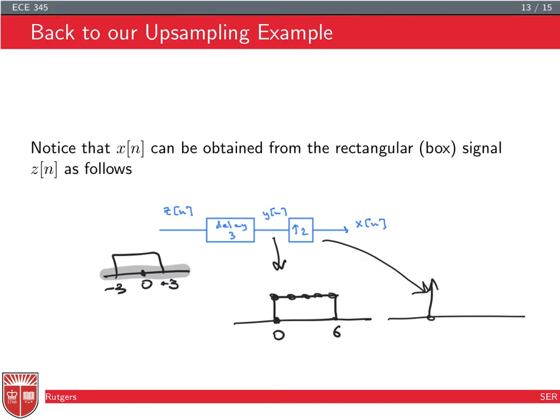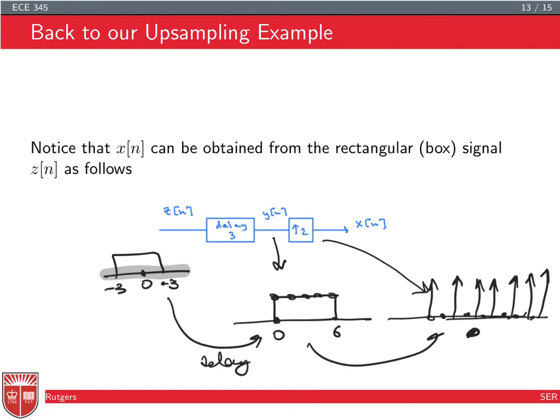So you get 1 at 0, and you should have 7 pulses, and then you have the extra samples in between. So that's how I'm going to get the DTFT of this guy from this guy. First I'm going to apply the formula of the delay, and then the formula of the upsampling.